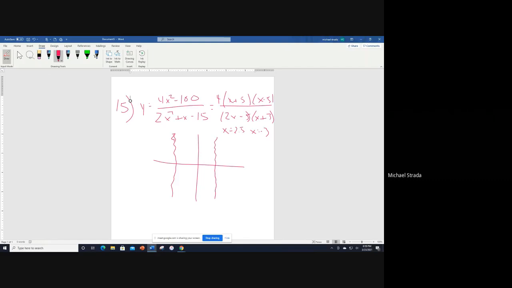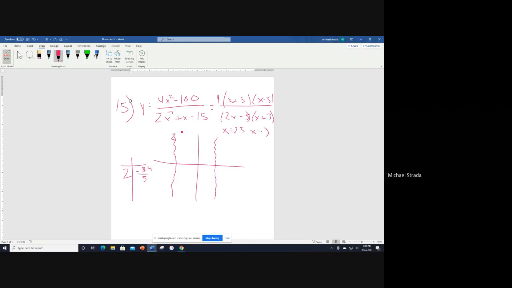I'm going to plug in 2. If I plug in 2 to my equation, 2 squared is 4. 4 times 4 is 16. 16 minus 100 is negative 84. If I plug it into my denominator, 2 squared is 4. 4 times 2 is 8. 8 plus 2 is 10. 10 minus 15 is negative 5. So 2, which is on this side, is going to be up here.